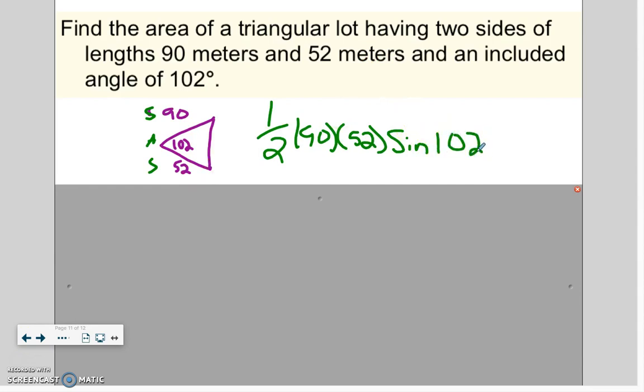Making sure our calculators are in degree mode, you take 45 times 52 times the sine of 102, and you get an area of 2,288.87 meters squared. So that would be the area that the triangle lot takes up. Instead of having to drop the perpendicular, we can plug this straight into our formula.